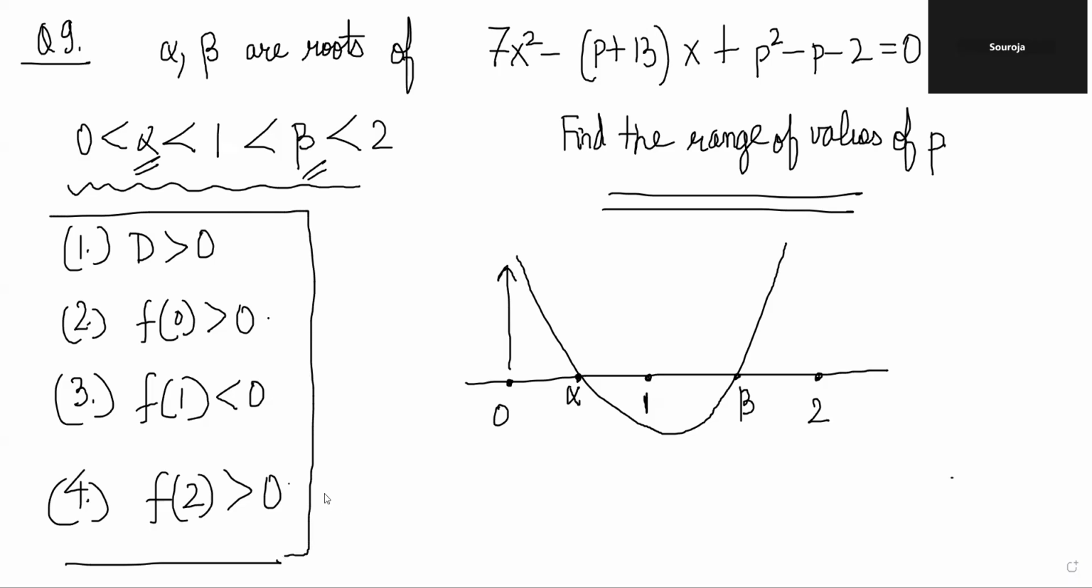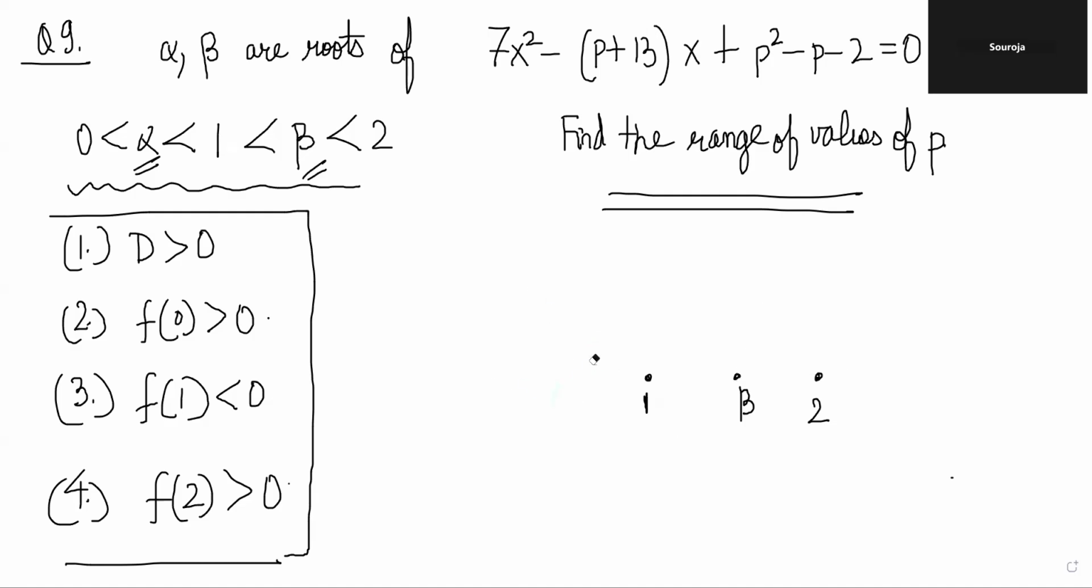These four conditions only you have to solve. From here, we should get all the possible range of p. That's all. There is nothing else to do here. Because there are four conditions, each will give some condition on p. So let's now solve each condition one by one. We'll say all four have to be satisfied. So let's do D greater than 0.